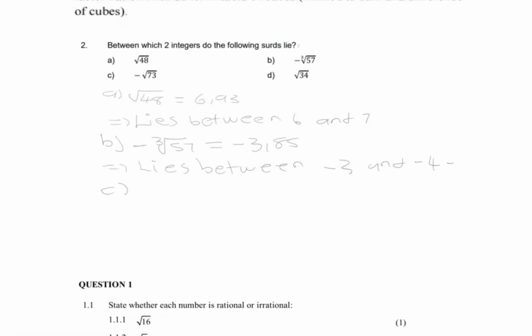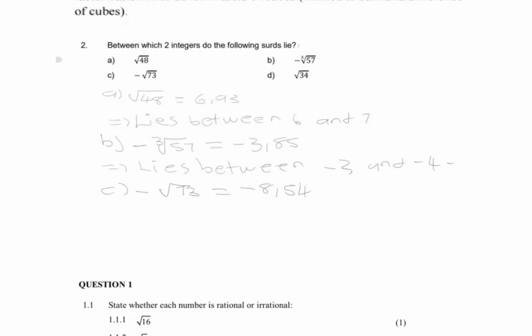Question letter C, we have negative the square root of 73. Negative the square root of 73 in decimal form is negative 8,54. Negative 8,54 falls between negative 8 and negative 9.